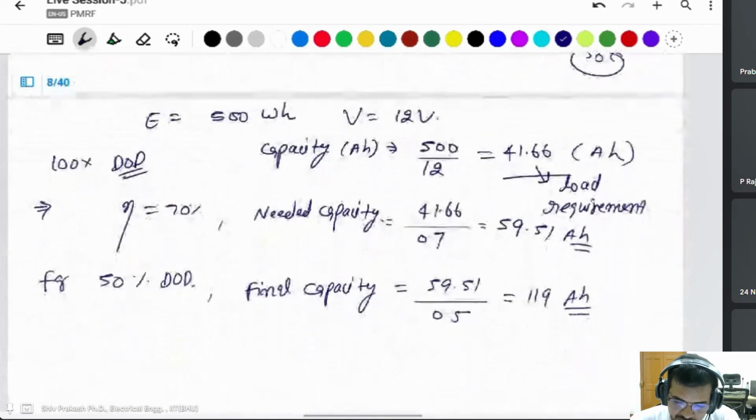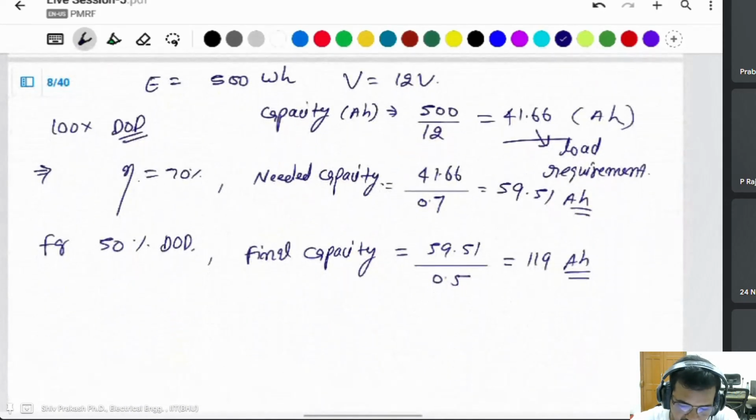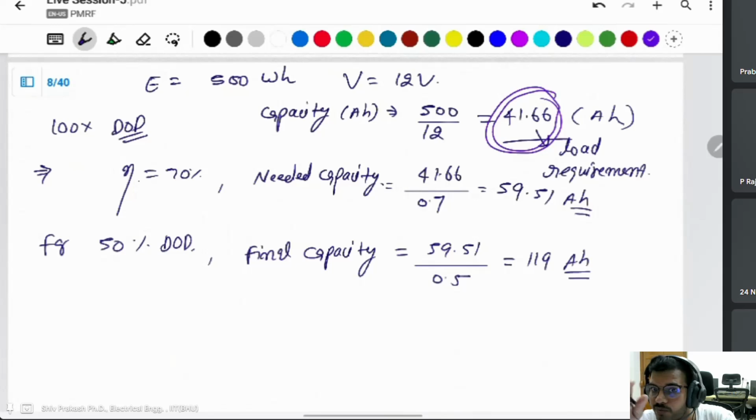Okay, just look here. Your required capacity is only 41.66 AH to support the load requirement, but the final requirement of the battery is a 119 AH battery for supplying the load, which requires only 41.66 AH. It means you need a better DOD and a better efficient battery.